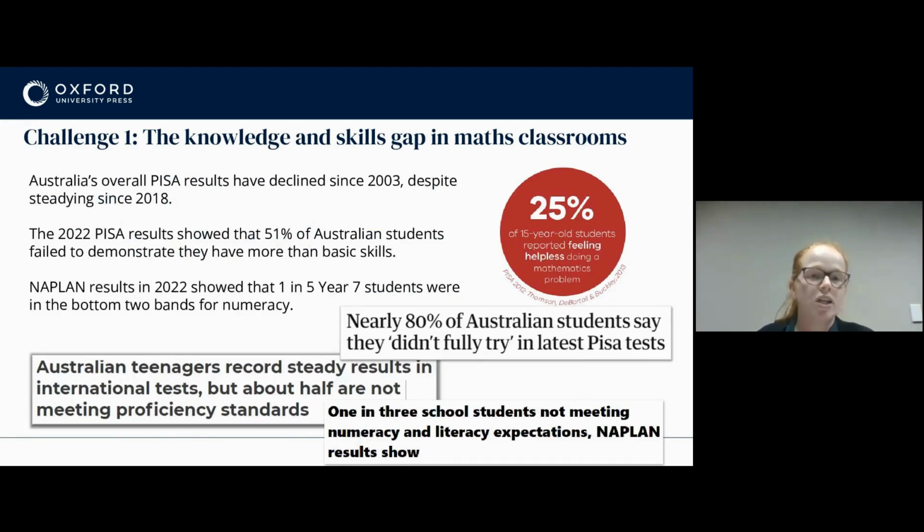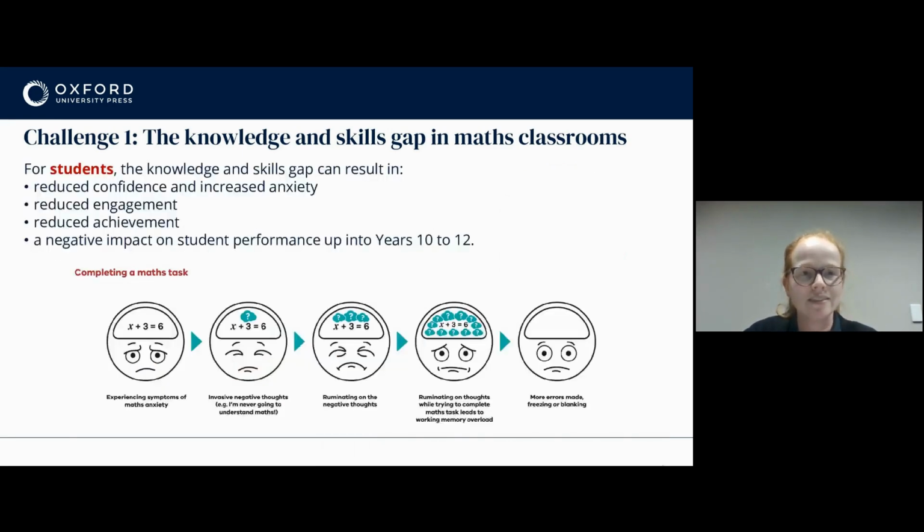On top of that, we have declining PISA results since 2018. And even though the 2022 PISA results didn't show further decline, it did show that 51% of Australian students failed to demonstrate that they have more than basic skills, which means that they're really not meeting the standards that they need to. We had 1 in 5 Year 7 students in the bottom 2 bands for numeracy. So 20% of Australian Year 7 students are struggling with maths. On top of that, we have nearly 80% of students didn't even really try in the PISA test, so they're not even seeing the point of doing it. So there's huge problems in maths classes.